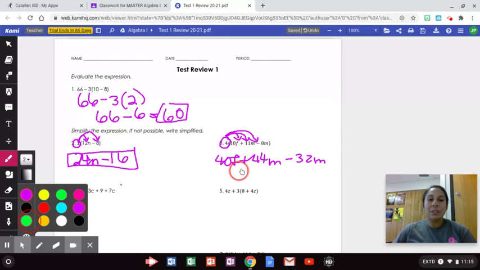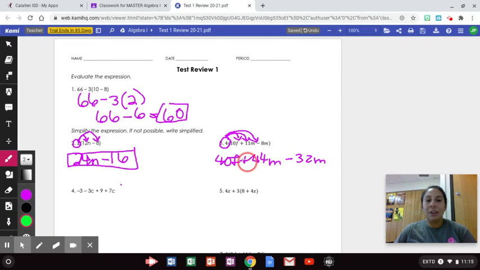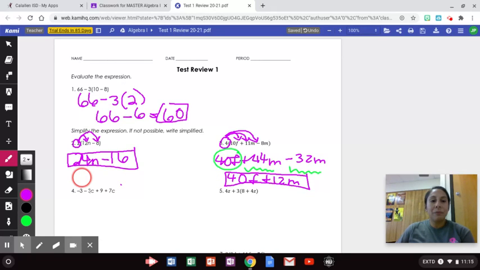Okay, next, you'll notice that you have M's and M's. The F is all by itself. It can't go with anything. So we have 40F by itself. And then we have 44M, take away 32M. So that's going to give you plus 12M for my answer.